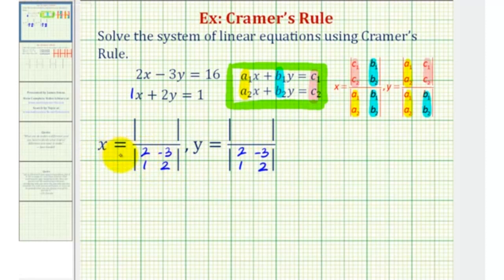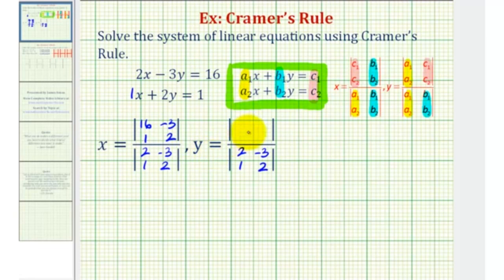And now for the 2 by 2 determinant for x, if we compare it to the determinant in the denominator, the second column is going to stay the same. And then because we're solving for x, we're going to replace the x coefficients with our constants, which would be 16 and positive 1.